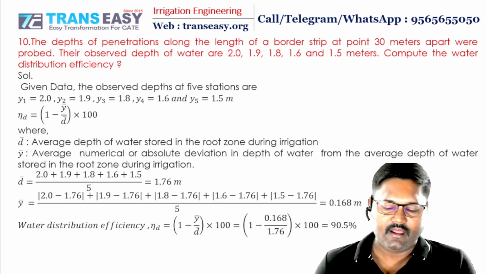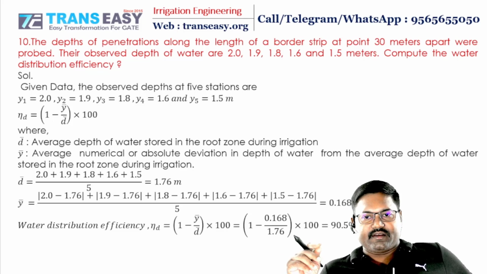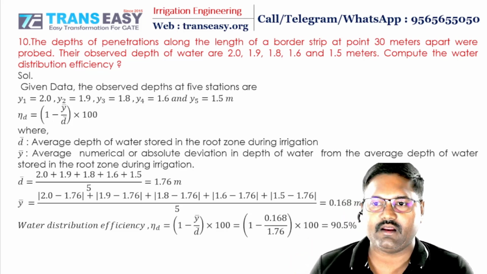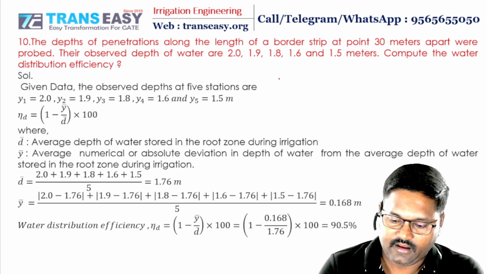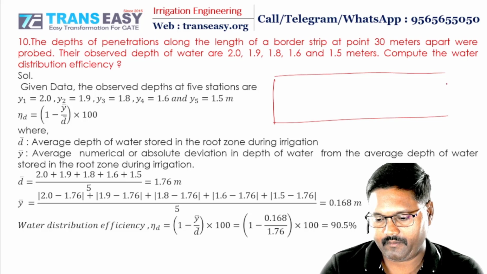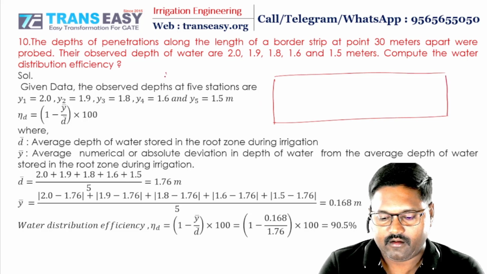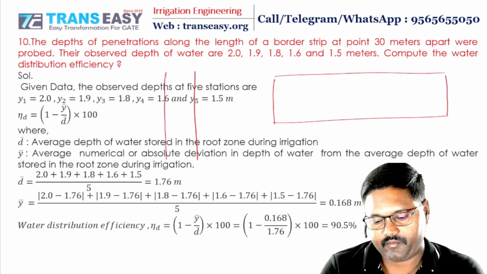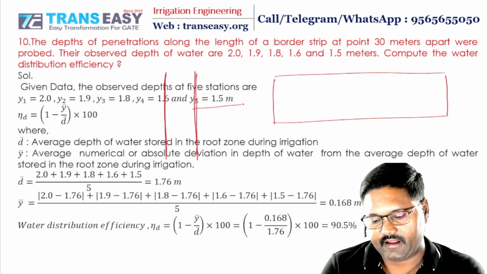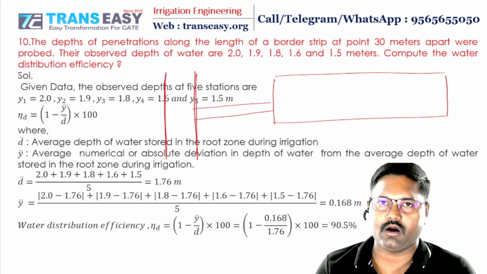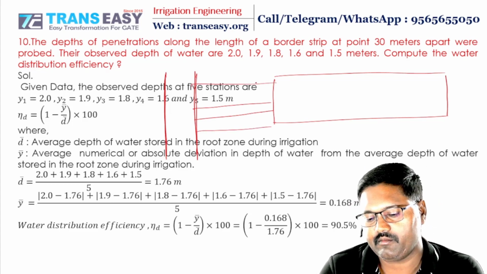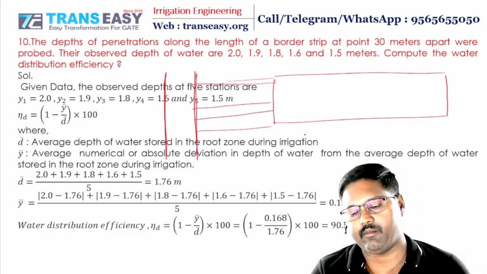Question number 10. The depth of penetrations along the length of border strip at points 30 meter apart were probed. Guys, this is border strip. This is canal and here a stream is diverted to this border strip. So the water goes in full, all at once, across the whole width of the border strip.